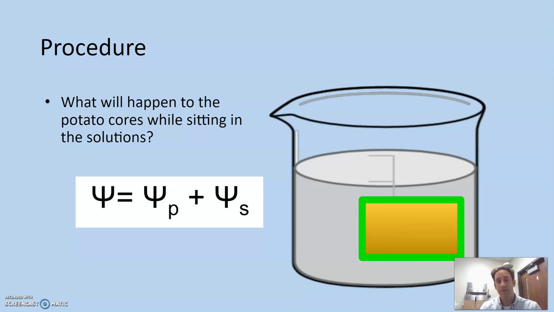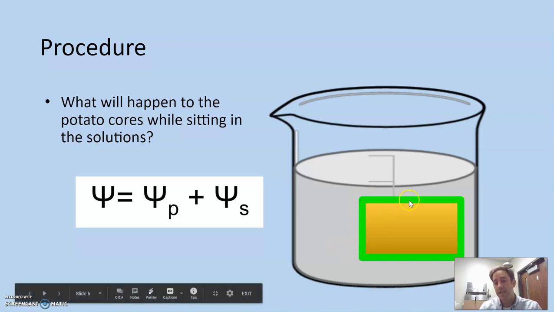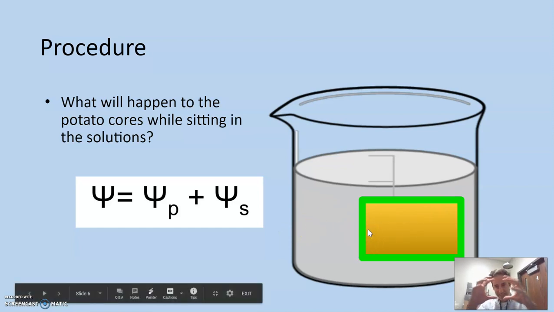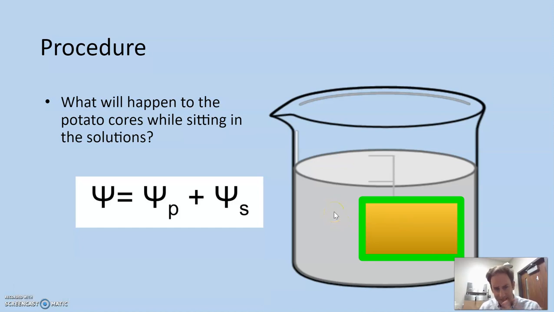But because potatoes are plants, their cells have cell walls. And so that cell wall is going to create a pressure potential. So as water is filling this up, eventually it's going to push up against the cell wall, and it's going to limit how much water can actually enter that potato. And so basically that's what's going to happen.